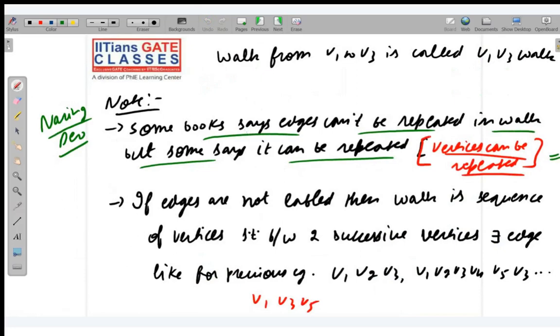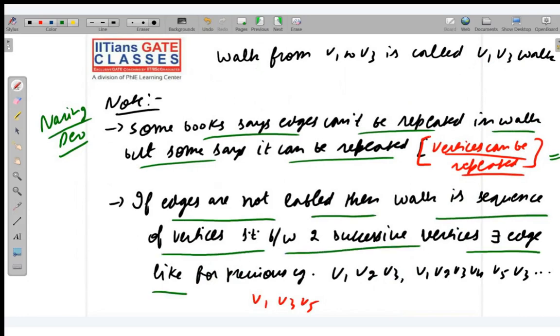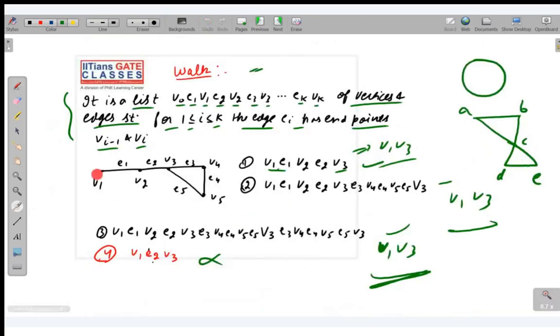Next, if edges are not labeled, then a walk is a sequence of vertices such that between two successive vertices there is an edge. Like in the previous example, we can say V1, V2, V3, or V1, V2, V3, V4, V5, V3, and so on. V1, V3, V5 is not a walk. You can check that out. Here I have labeled the edges. If edges are not labeled, you will simply say V1, V2, V3. It is a walk. Or V1, V2, V3, V4, V5, V3, V4, V5, V3, whatever number of times you can take.